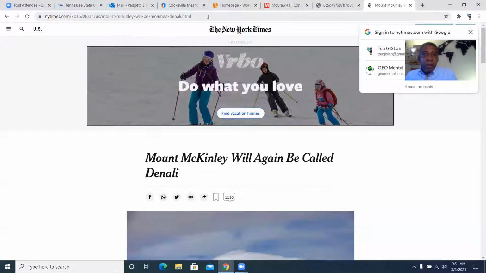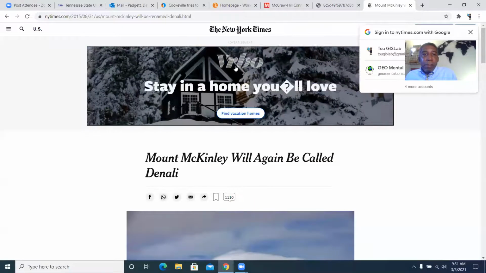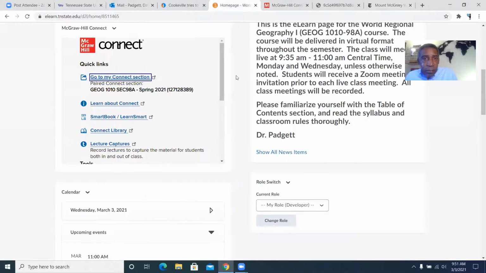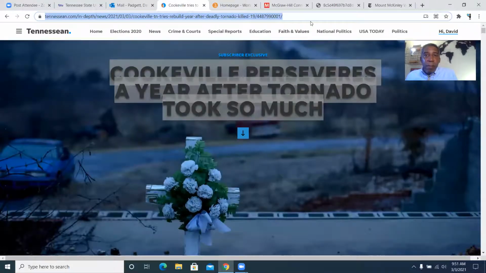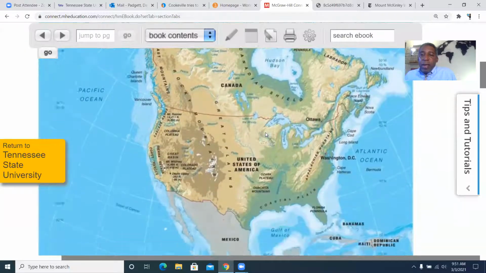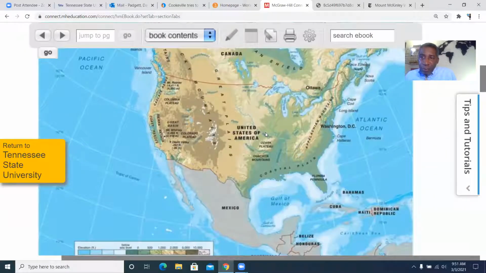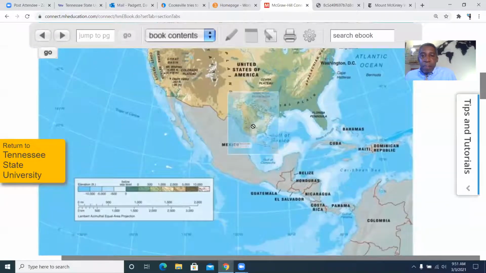So familiarize yourself with that map of North America. Here it is. That's figure 12.1 in the textbook. Now, I have to point out that there is a mistake on this map.